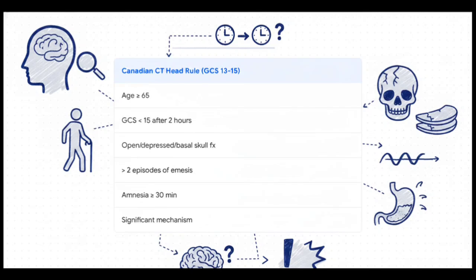Scan. GCS drops below 15 after 2 hours. Scan. Signs of an open, depressed, or basal skull fracture. 2 or more episodes of vomiting. Retrograde amnesia lasting 30 minutes or more. Scan, scan, scan. Any single hit on this list dictates an immediate non-contrast CT.